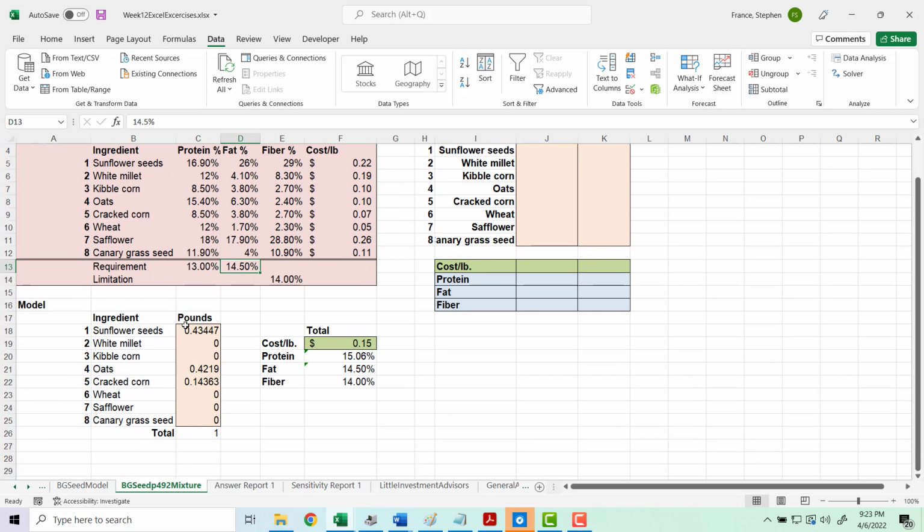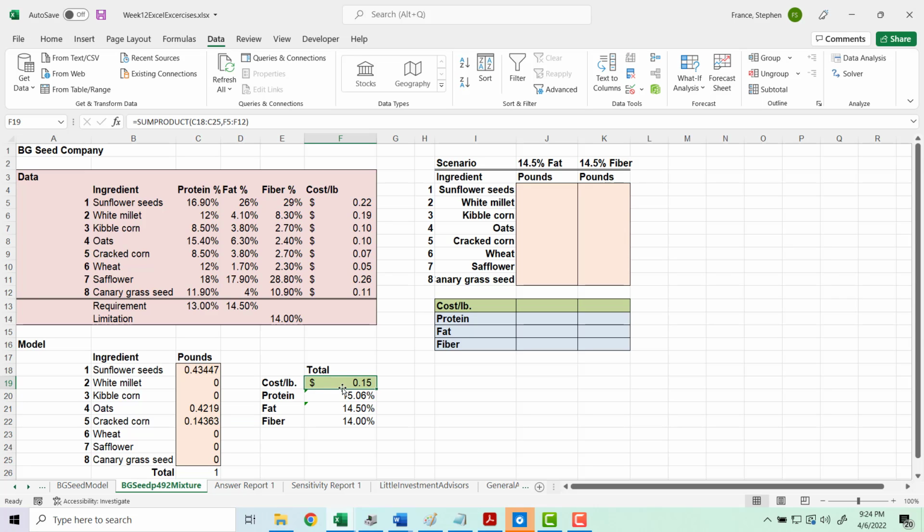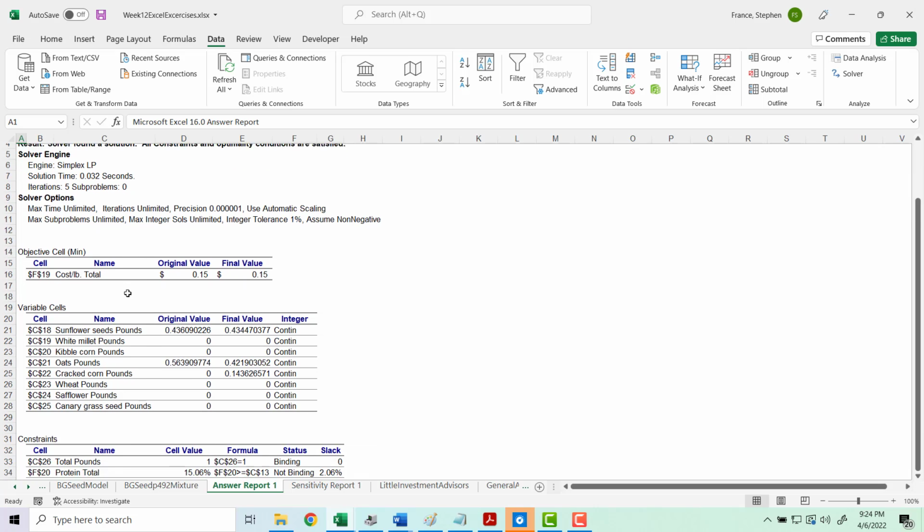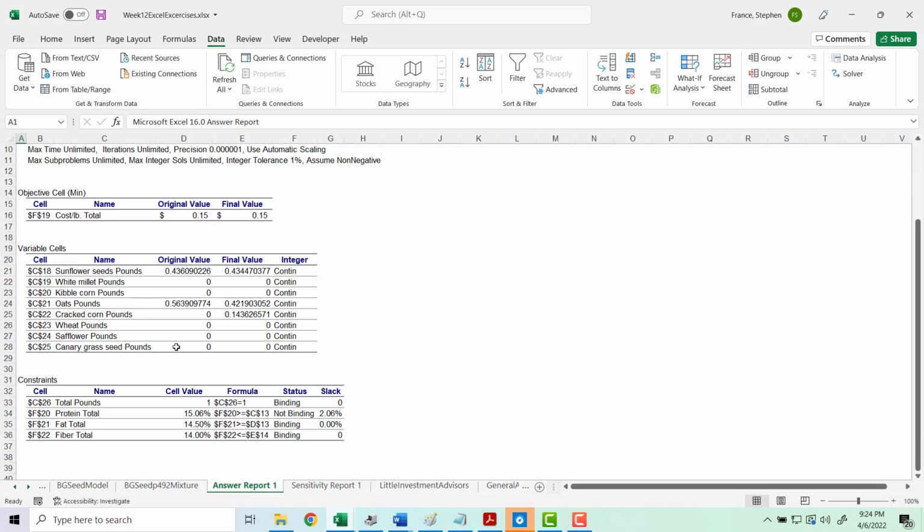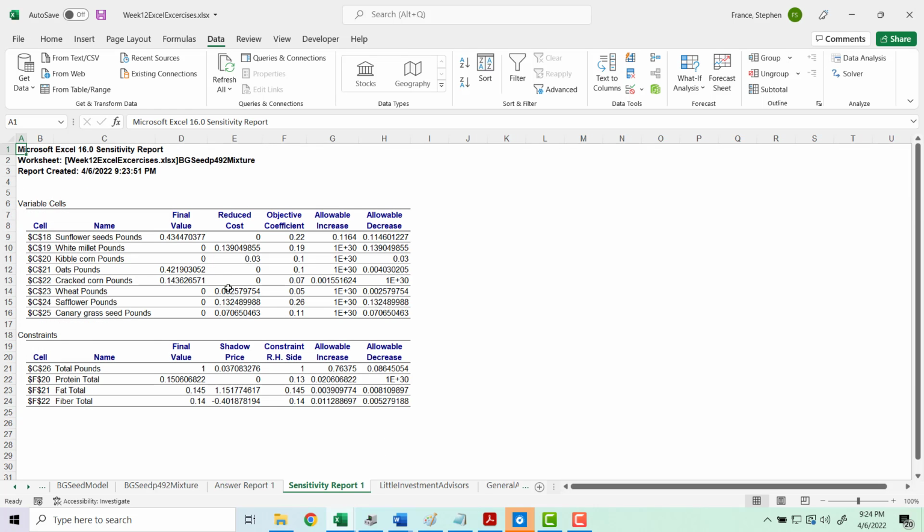But we can see here now, we have sunflower seeds, oats, and cracked corn. We have a cost per pound of approximately 15 cents. You can see that the fat and the fiber constraint are bound, but we're quite a bit over on the protein constraint. So it's like the fat and the fiber are working against each other. We can look at the answer report, and again we get this here. The protein constraint is not binding, but our fat constraint is binding, and our fiber constraint is binding.